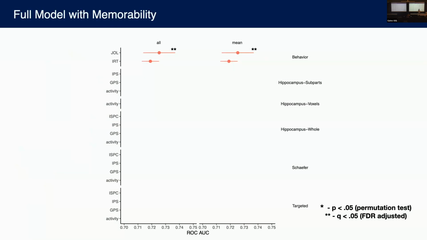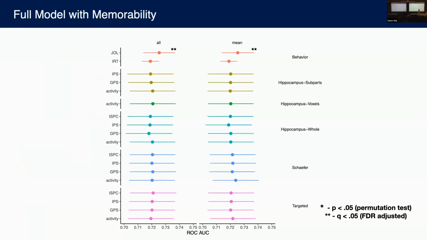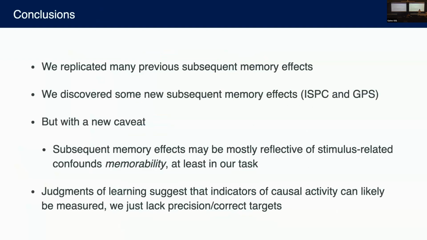People's own behavioral judgments of learning, which I didn't have time to get into, also improve on that, suggesting that they may be measuring some sort of causal activity, so people can actually read out this causal activity. But none of the measures that people standardly use in the literature that have been reported as subsequent memory effects actually correlate with memory beyond what you could get from the basic memorability. So we replicated many previous subsequent memory effects and discovered some new ones, but it seems like maybe these subsequent memory effects are in fact not causally related to memory.